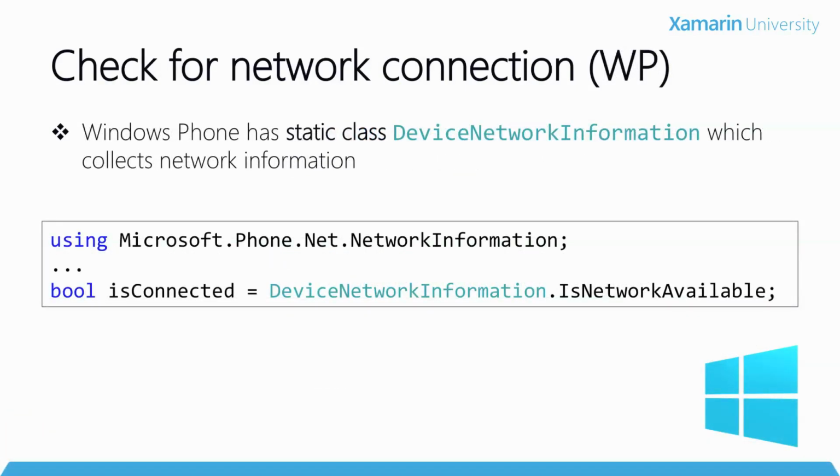On Windows Phone, we can use the static Device Network Information class to grab the current network information. This provides information about the state of the current network connection, as well as providing notifications when the network availability changes. It also provides information on whether the user has enabled cellular data, or roaming data, or Wi-Fi.